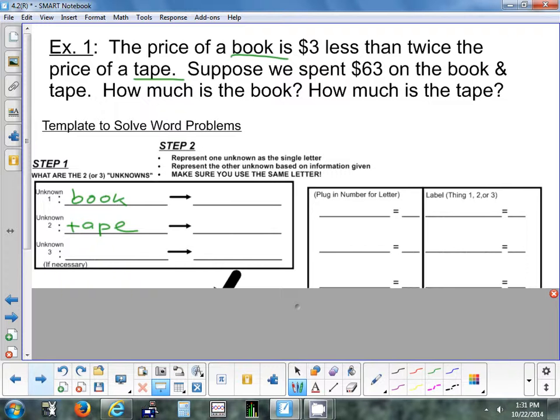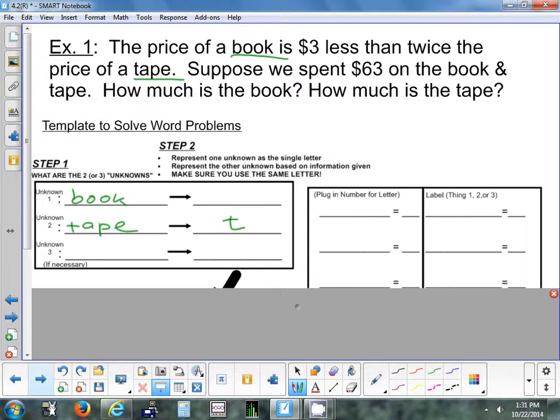Which one of those will get the single variable, the book or the tape? Think of a trick to remember which one it is. The tape. Why the tape? It's the last thing, the last thing when it gives you the information. Right, so we're going to use T for tape.